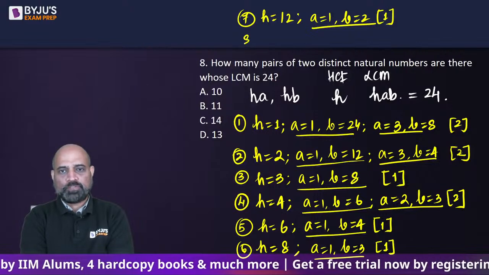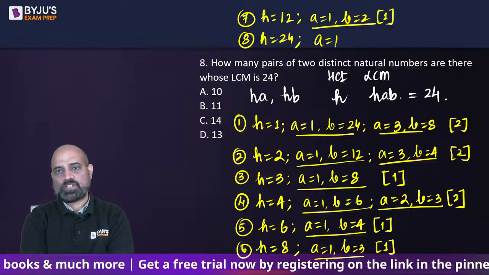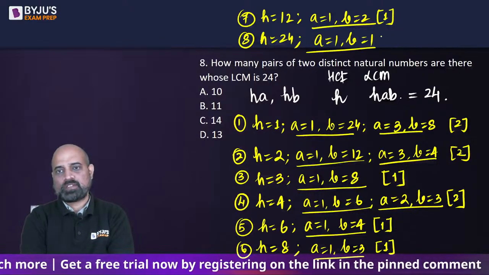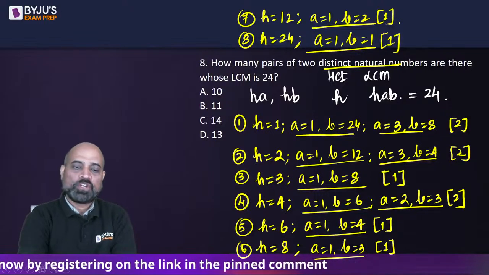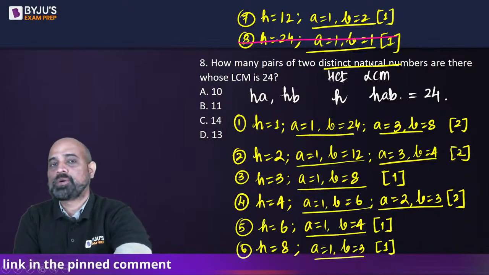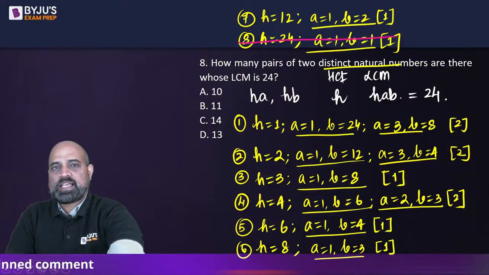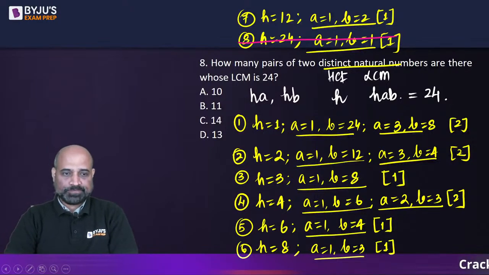Next, after 12, we can take H is equal to 24 and this will result in A is equal to 1 and B is equal to 1. This is one scenario. But since the question says distinct natural numbers, we really cannot accept the last case. We will only have to go up to the second last case, as in, we can go up to the seventh case, and not below that.